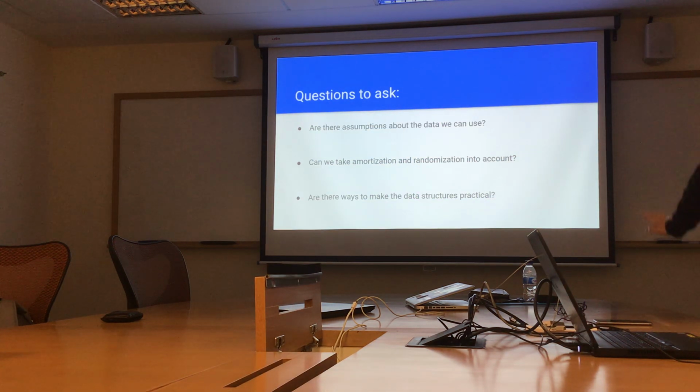Okay, so to reiterate, these are some of the questions I would like us to pose to ourselves. Are there assumptions about the data that we can use to speed things up? Can we take amortization and randomization into account? For those of you who haven't taken 3230, don't worry, I'll be covering these concepts. For the rest of you, it might not be new. The hope is that we'll cover just enough so that you can actually handle these topics. So this will be as beginner friendly as possible.